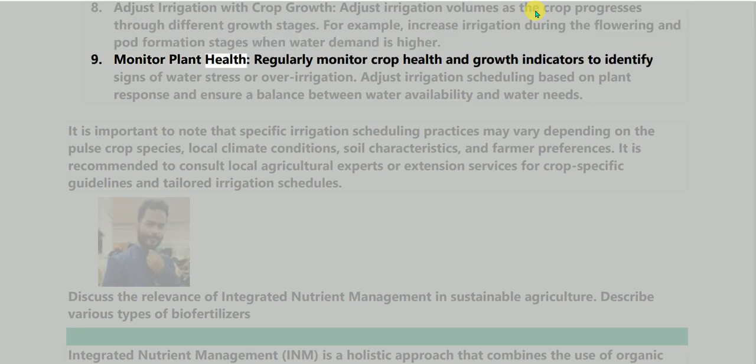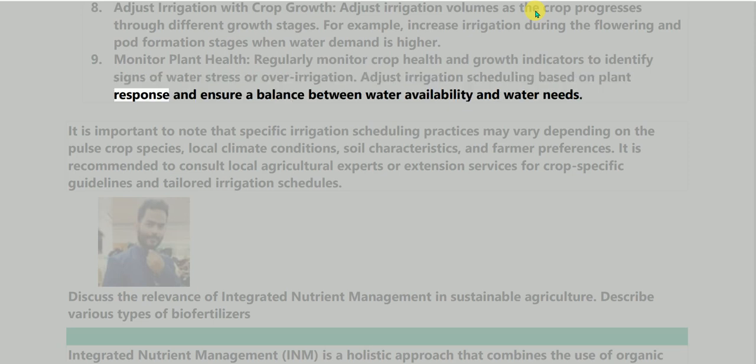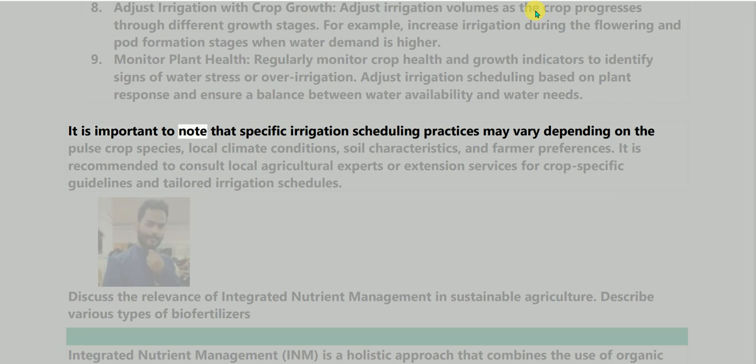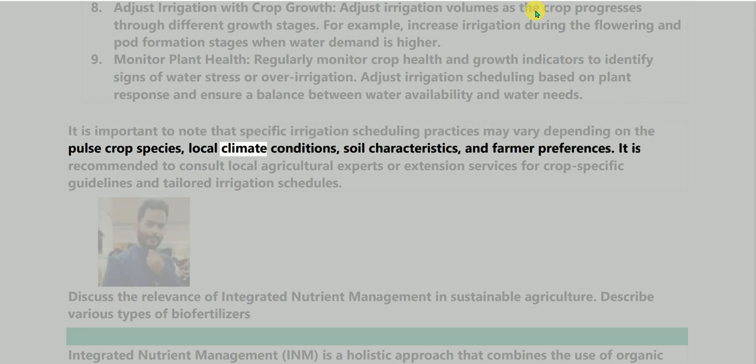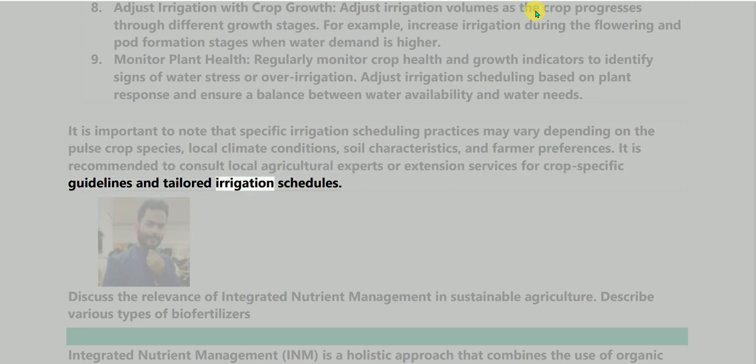9. Monitor plant health. Regularly monitor crop health and growth indicators to identify signs of water stress or over-irrigation. Adjust irrigation scheduling based on plant response and ensure a balance between water availability and water needs. It is important to note that specific irrigation scheduling practices may vary depending on the pulse crop species, local climate conditions, soil characteristics, and farmer preferences. It is recommended to consult local agricultural experts or extension services for crop-specific guidelines and tailored irrigation schedules.